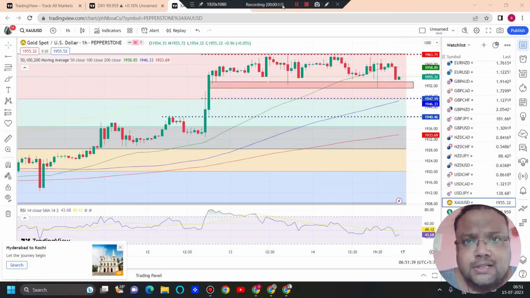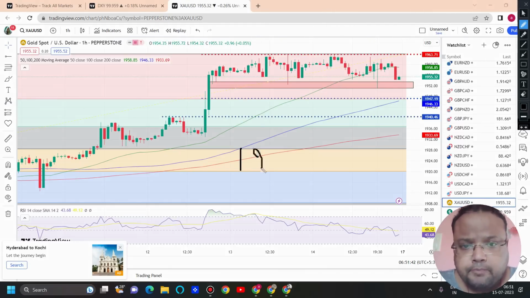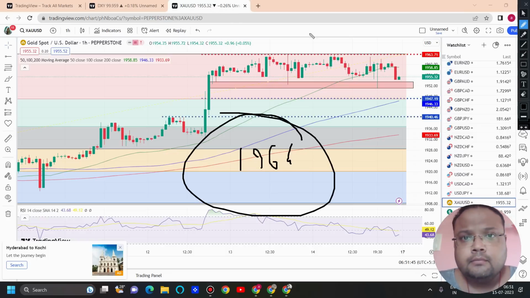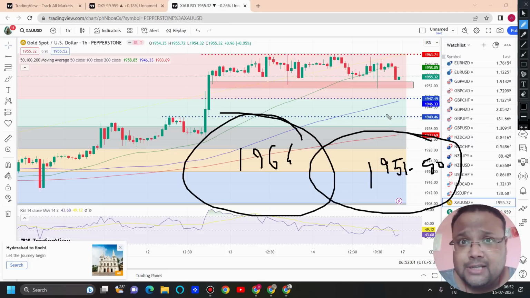First of all, gold is still stuck inside a range right now. 1964 at the top is still working as resistance, and sadly gold is unable to break this level. On the other hand, we have 1951 to 1950 as the support on the downside. Yesterday we talked about a quick selling opportunity below 1950, and sadly we didn't get that opportunity. And this is the range of gold right now, 64 at the top and 51 to 50 at the bottom as the support for the market.